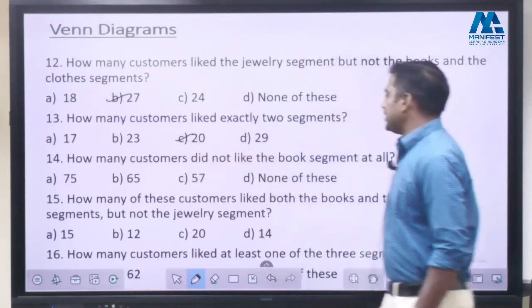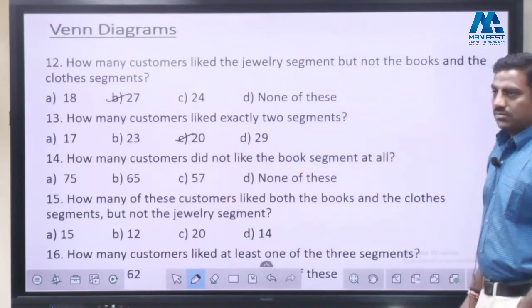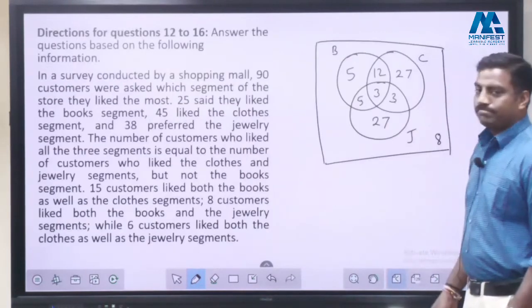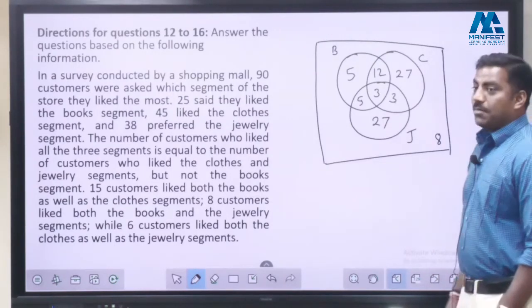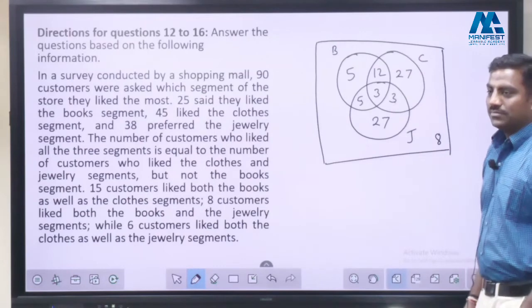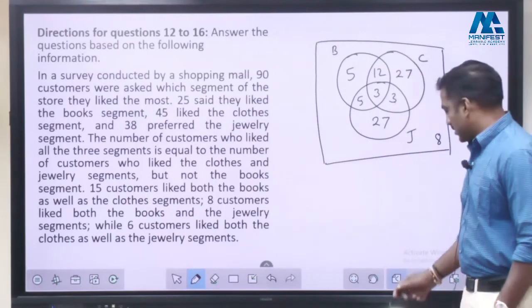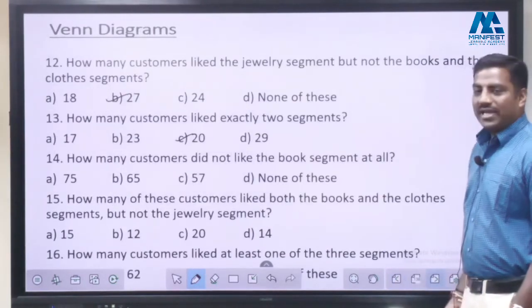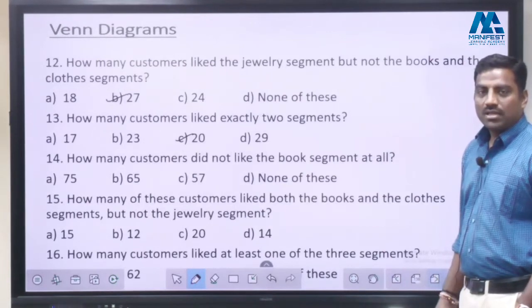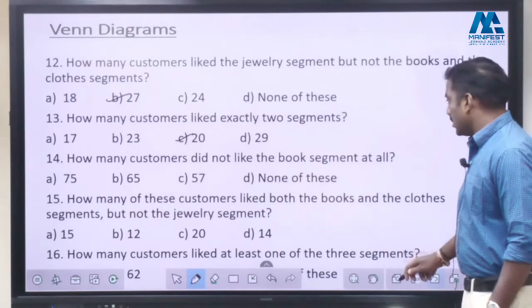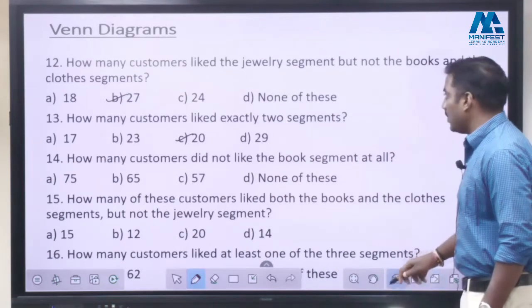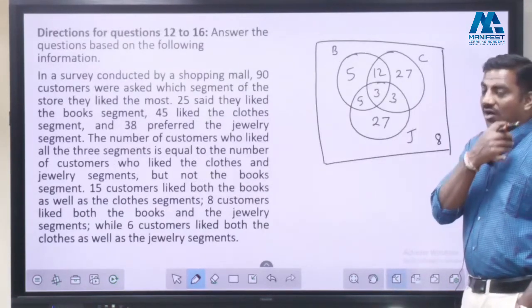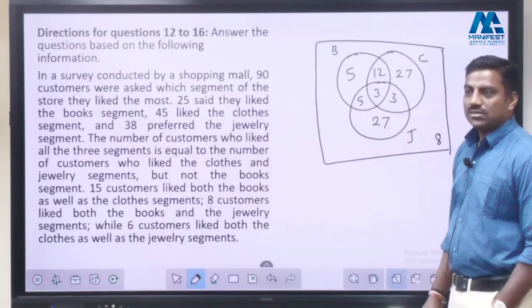How many customers did not like the book segment at all? How many of them did not like the book segment at all? What are they asking? Not liking. You are telling the people who like only books. How many of them don't like books?